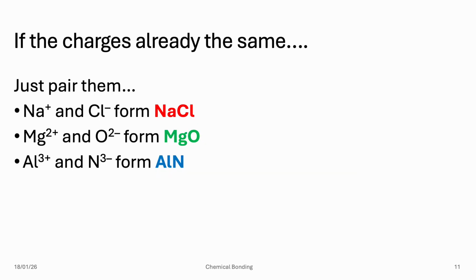Please take note, if the charges are already the same, you don't need to use the crossover method or balancing. Just put them together. If you have Na+ and Cl-, just put them together to form NaCl. And if it is Mg2+ plus O2-, it will form MgO, and also Al3+ and N3- will form AlN.